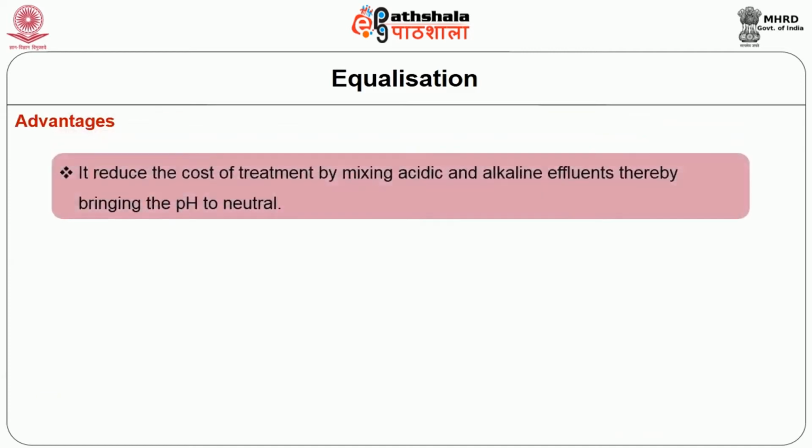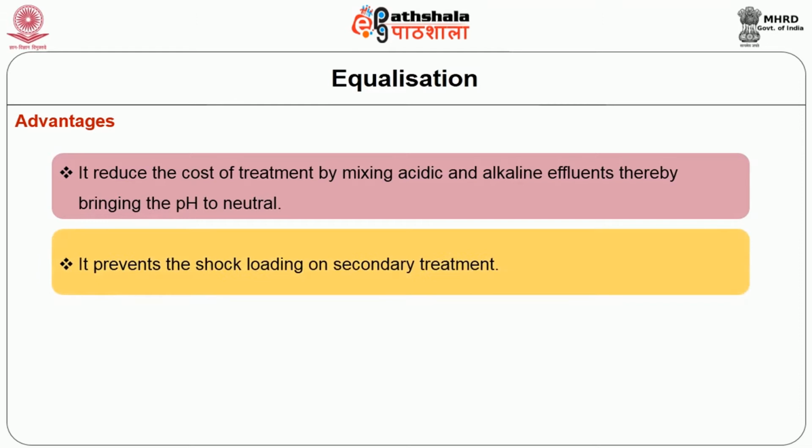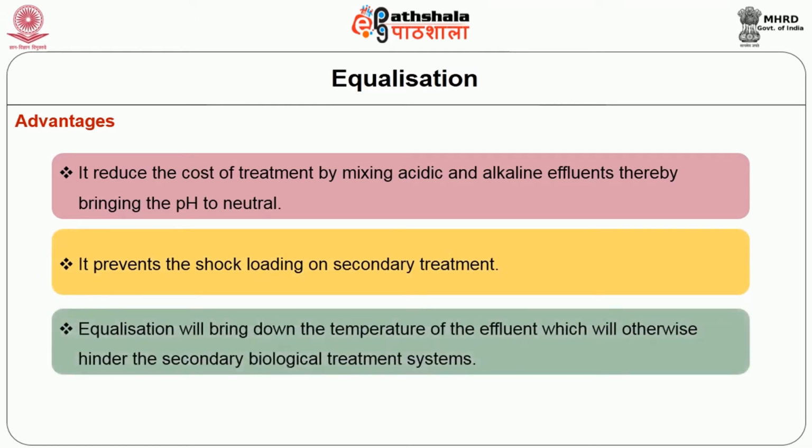There are several advantages of the equalization process. It reduces the cost of treatment by mixing acidic and alkaline effluents, thereby bringing the pH to neutral. It prevents the shock loading on secondary treatment. Equalization will bring down the pH of the effluent which will otherwise hinder the secondary biological treatment systems.